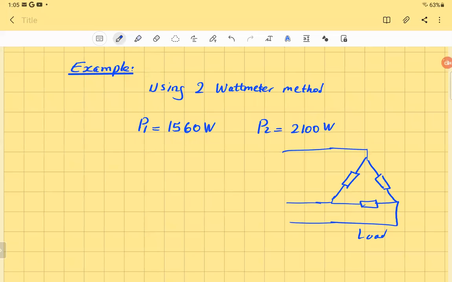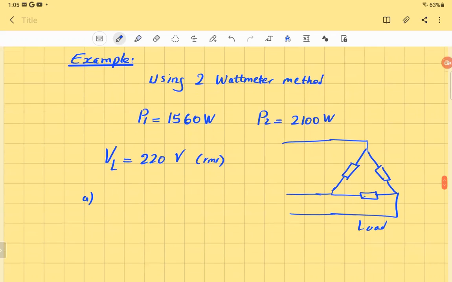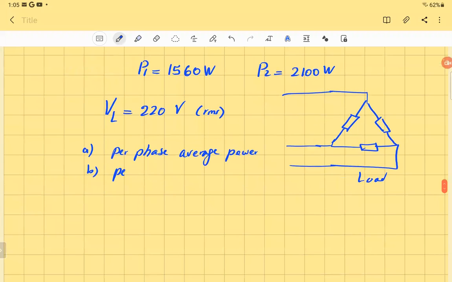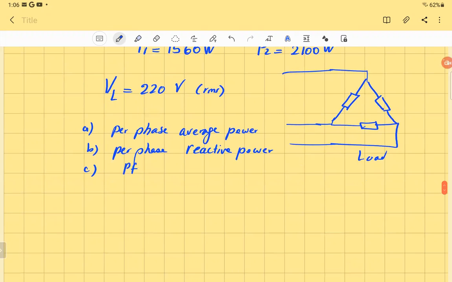If the line voltage is 220 volt, that's the line. Nothing is mentioned, it means it's root mean square, but just let me write for you here, that's root mean square. Calculate. We need to find: A, per phase average power. B, per phase reactive power. C, power factor. D, the phase impedance.